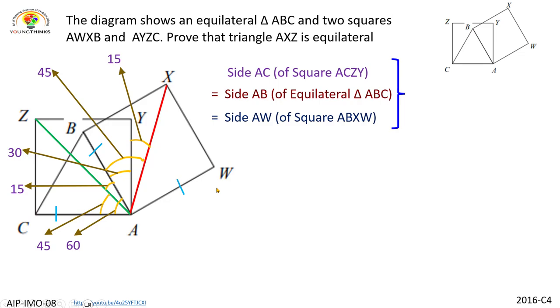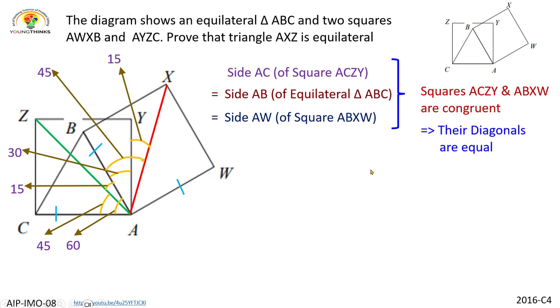Okay. So pulling it all together, you find that the two squares are exactly identical. They are congruent. It's by the ASR rule: all the four angles are 90 degrees, and two pairs of the sides are equal. That makes it a congruent set of squares. And in congruent squares, the diagonals are also going to be of equal length. And hence, your AZ and AX are equal.